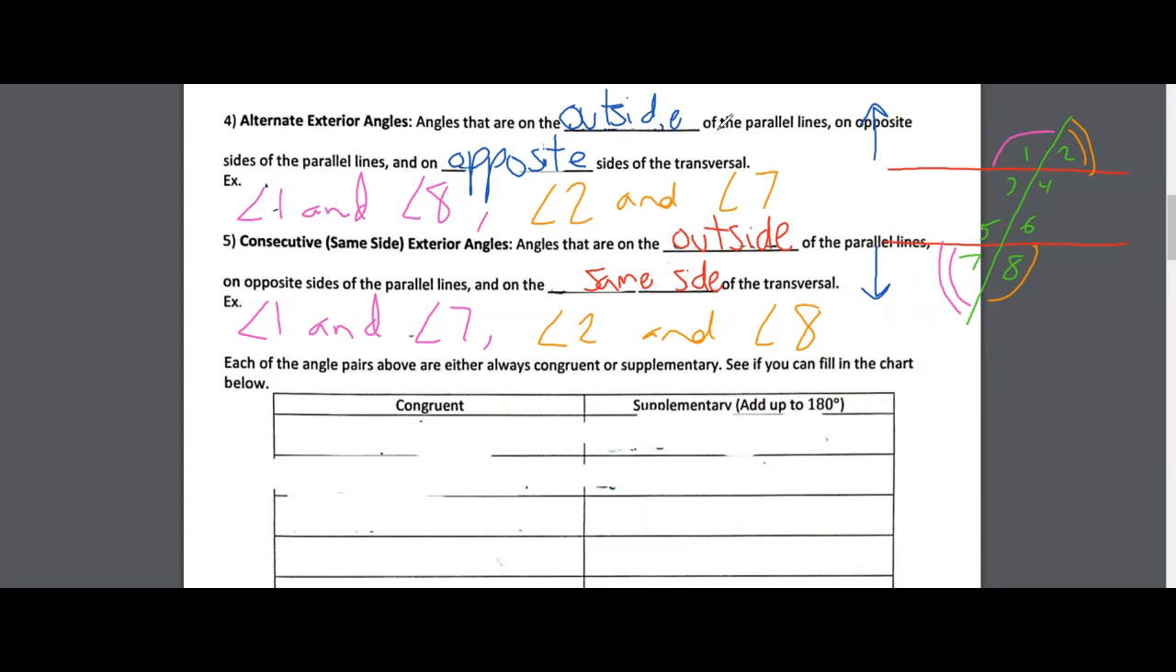So pause the video, see if you can write the 5 different types of angle relationships, put them either in the left-hand column or the right-hand column, depending on whether you think they're always congruent or whether they are always supplementary.